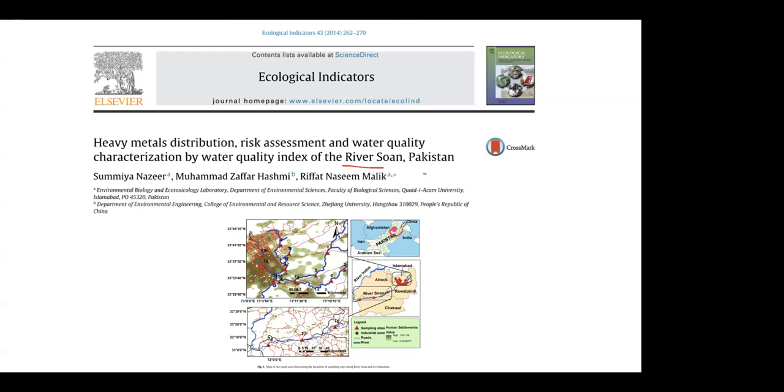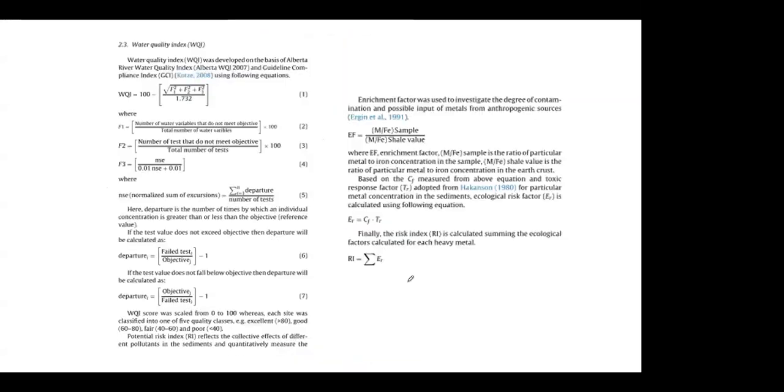This is the site. It is located at this part of Pakistan, and these are some sampling points you can see here. And the sampling points in a closer view, you can see that these are some different sampling points. So we use some models, the water quality index, and some other enrichment factors, and then we figure out the risk assessment and water quality of the river zones.